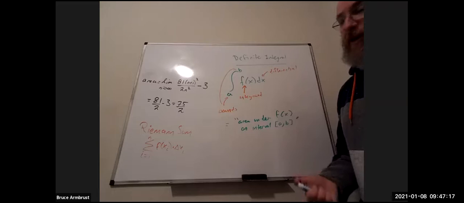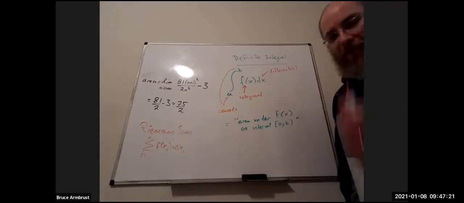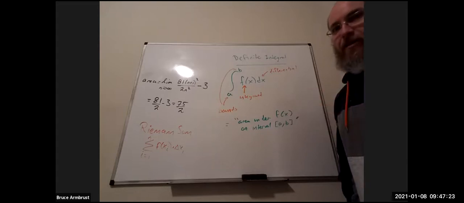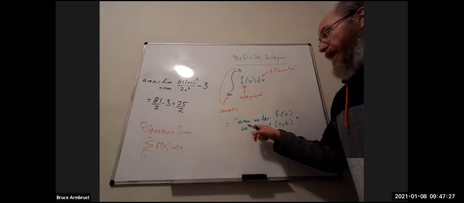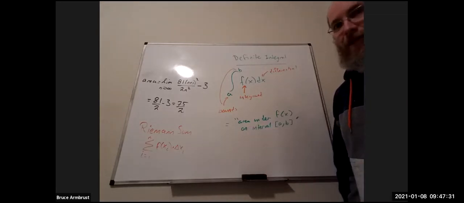And I do want to point out again that when I say area under f of x, that's if f of x is positive and it's continuous. We're going to see that actually this isn't always area under the curve. It's all kinds of other stuff.